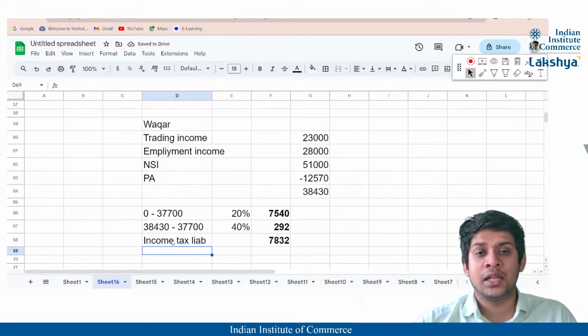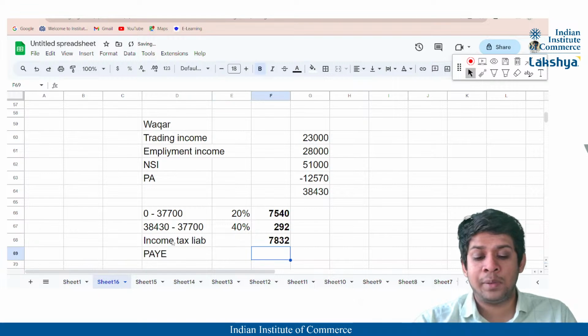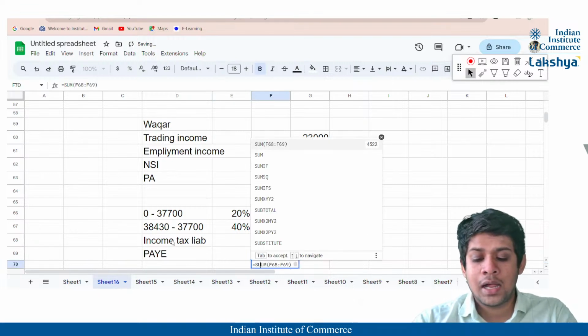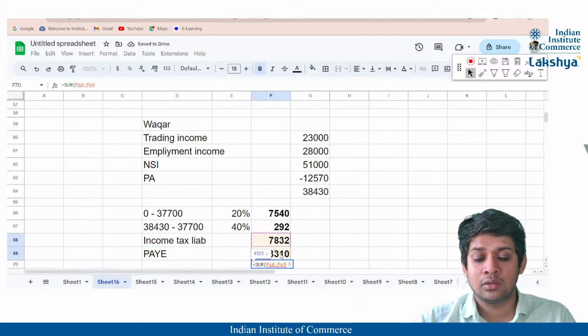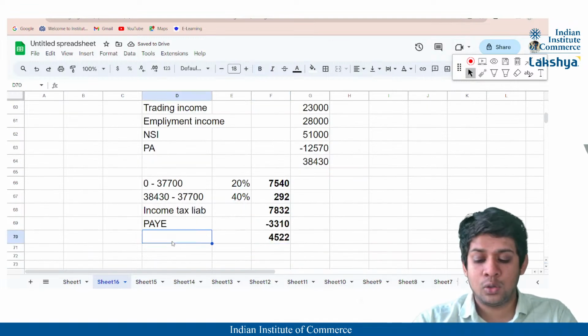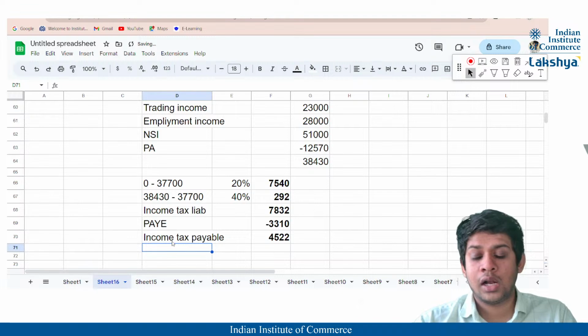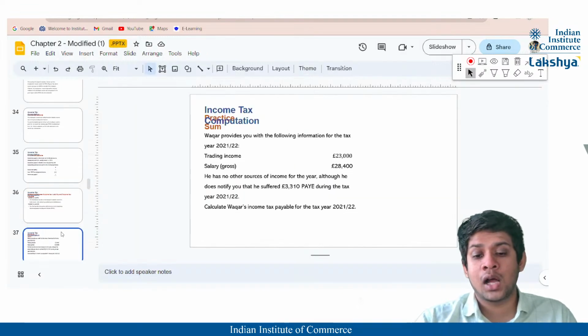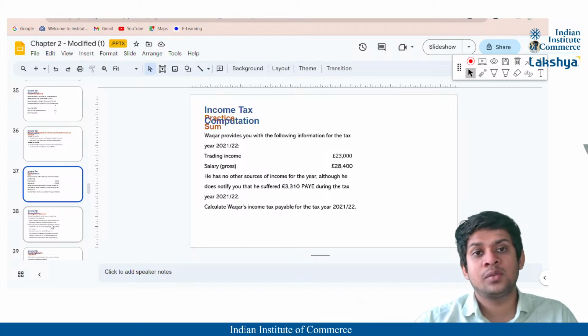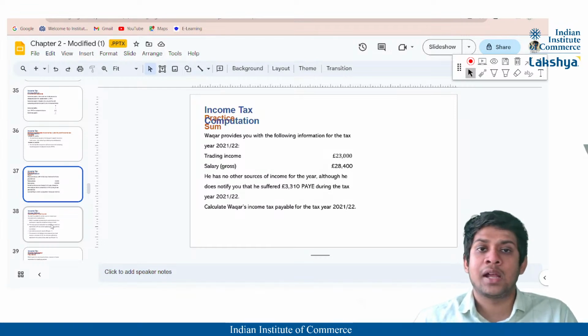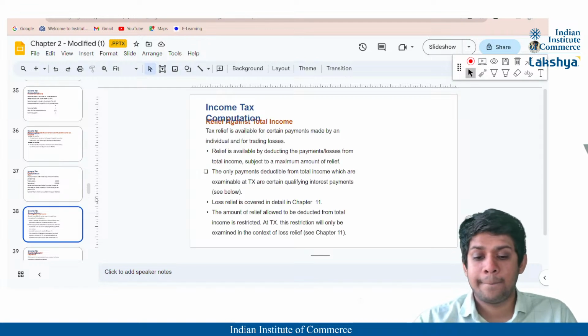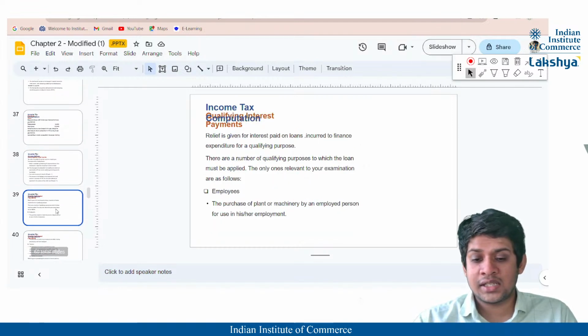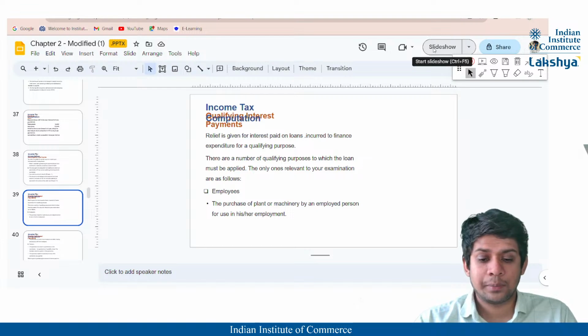Now from this income tax liability, he has already paid 3310, correct? He has already paid 3310. So PAYE of 3310 will be deducted, and thus the income tax which is payable for the year will be nothing but 4522. Right? This is the income tax which is payable for Vakar for the year. So I hope you have understood the difference between the income tax liability and the income tax which is actually payable. Okay? Okay, we can skip this as of now. It is not required. Yes.